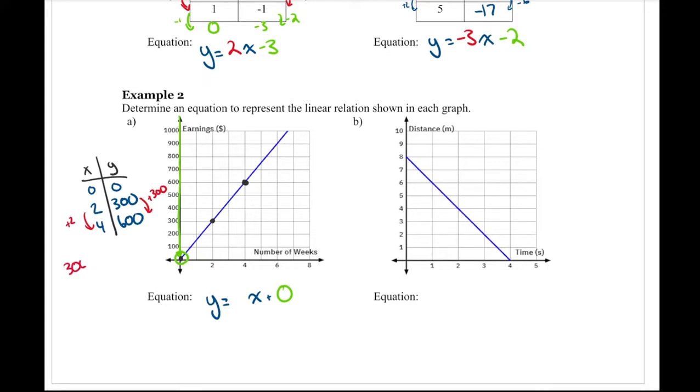So if it's 300, say dollars per 2 weeks, I want to know how much it is going to be every single week. In this case, 300 divided by 2, or half of 300, gives me 150. So that means my m value, or my slope, is going to be 150. It's going to increase by 150 every single week. So again, we could have our equation as y equals 150x plus 0, or just y equals 150x.